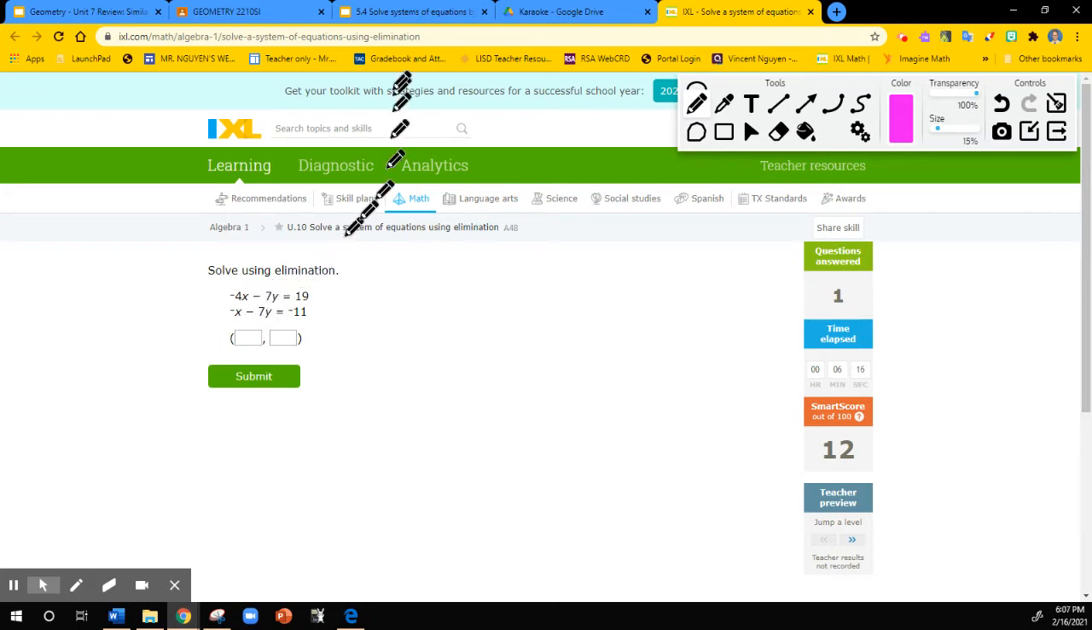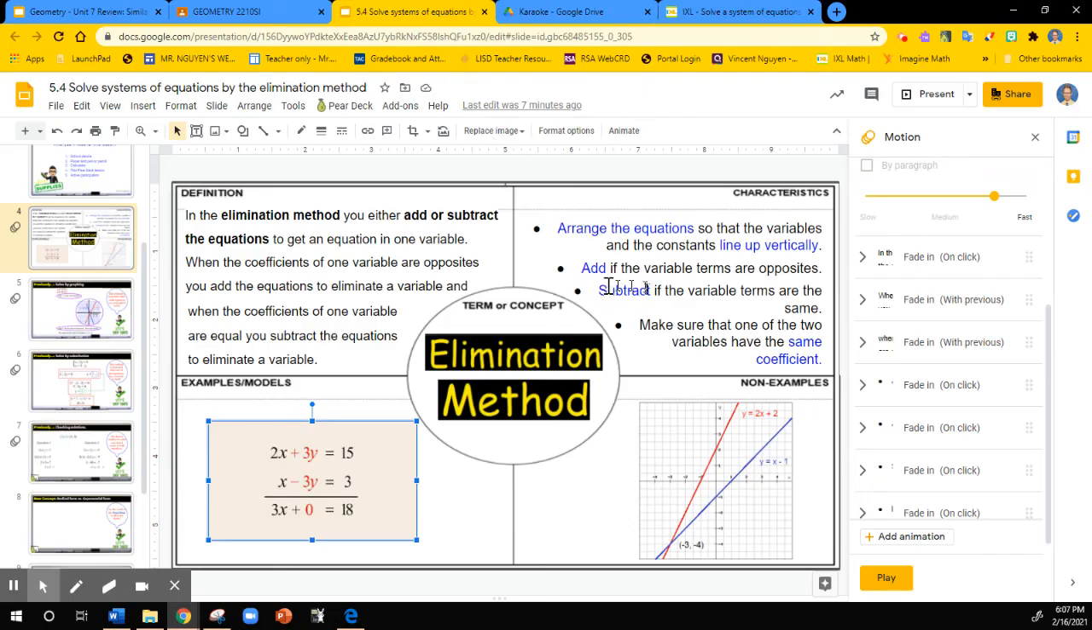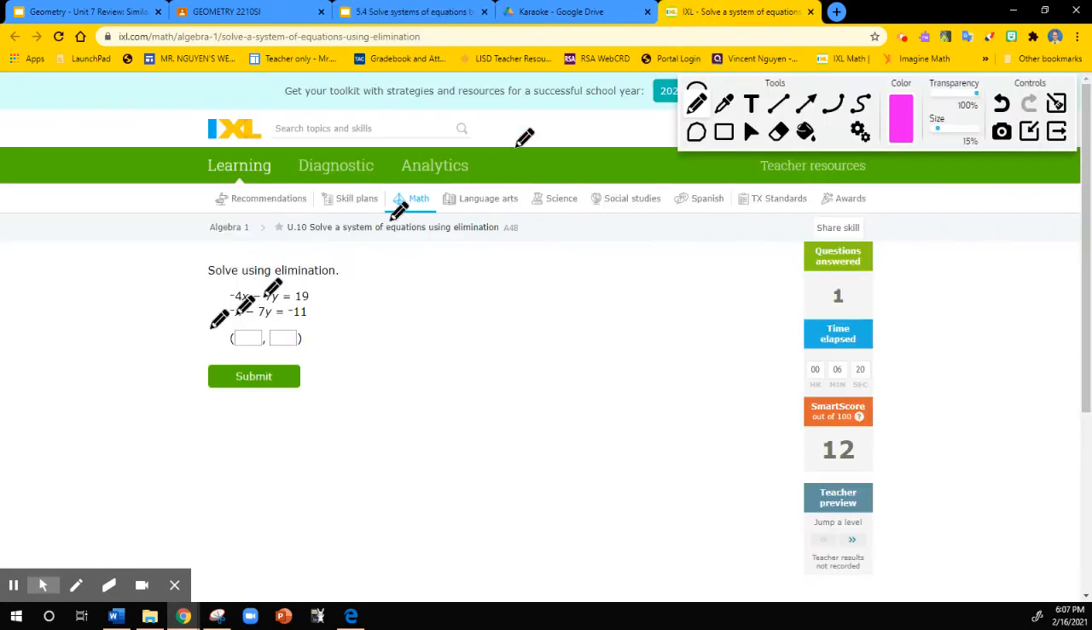So remember, when the signs are the same, we are going to subtract, okay? So the signs are the same, we're going to subtract. Subtract is a little trickier. You got to apply the subtraction to everything, okay? So there you go. So now in your head, you know that the y variable is eliminated. So you can cross that out.